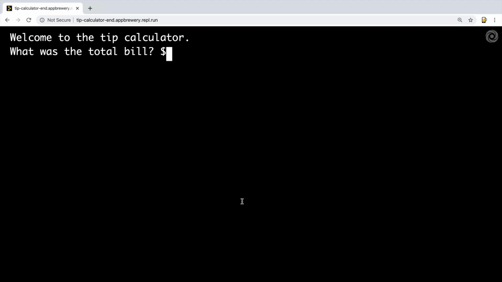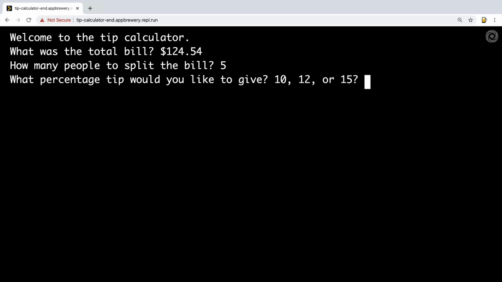It says, welcome to the tip calculator. It asks you for the total bill that you need to pay. So let's say it came to $124.54. We hit enter, and then it asks you how many people do you want to split the bill between. So let's say there's 5 of us having the meal, and it asks you finally, what percentage tip would you like to give? So let's say we give a 12% tip.